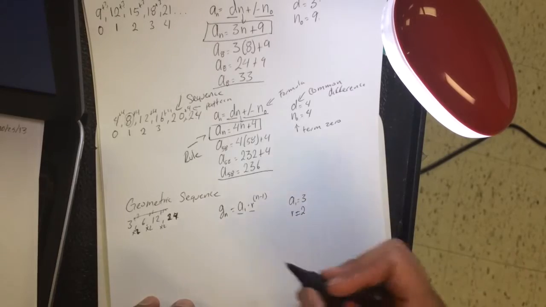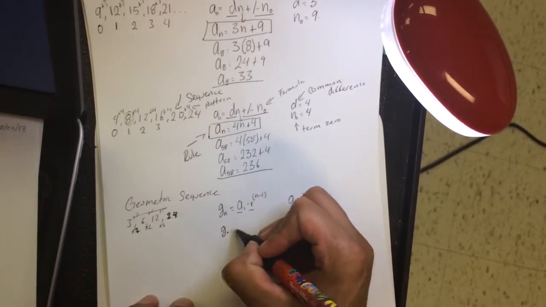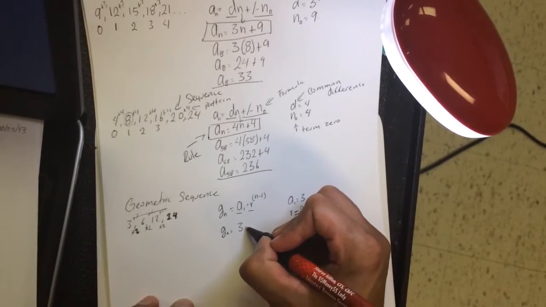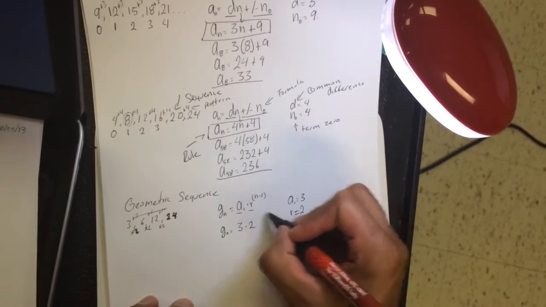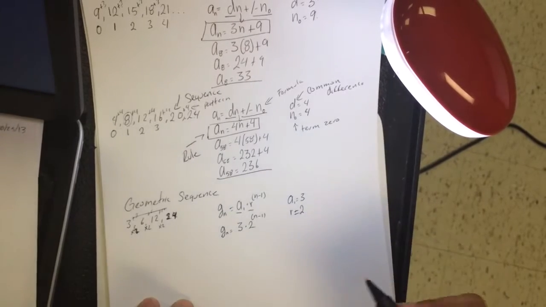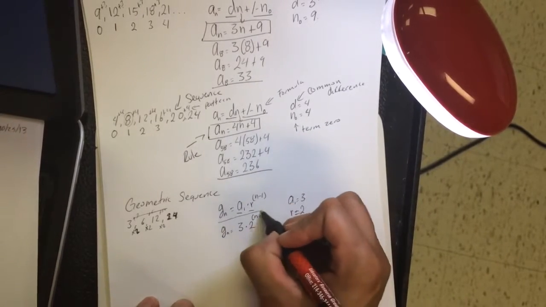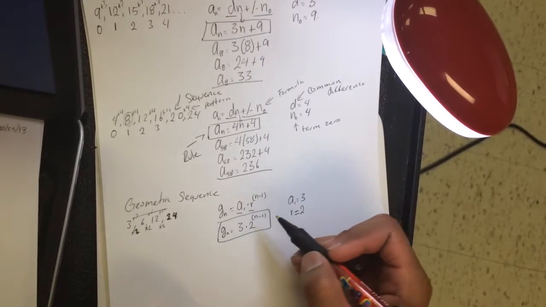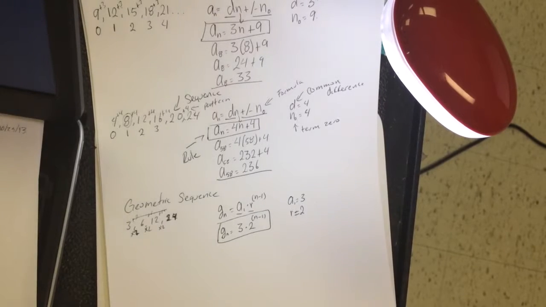Now we can just create it. So G sub n equals 3, because that's what A1 is, times 2, because that's what R is, to the power of n minus 1. That's the rule. Can you explain to me the n minus 1? That's part of the formula.